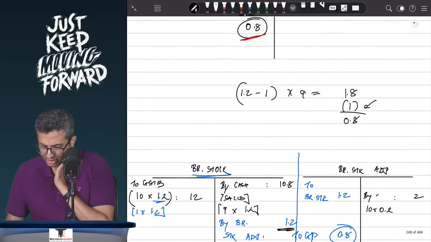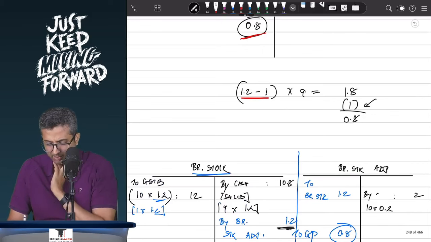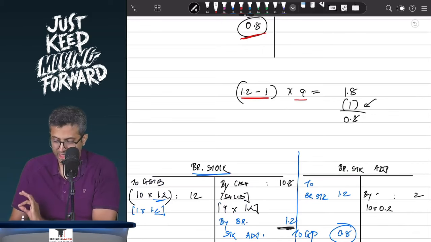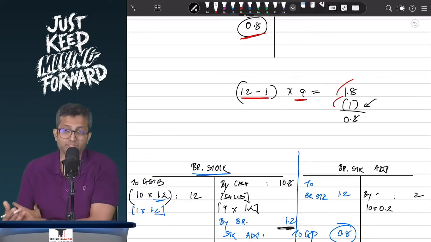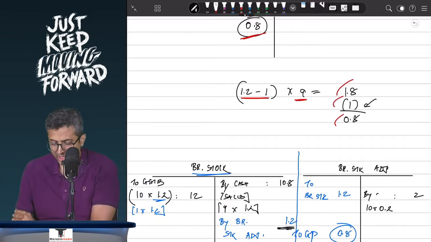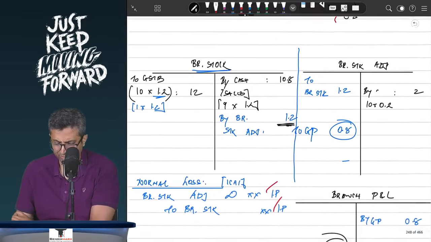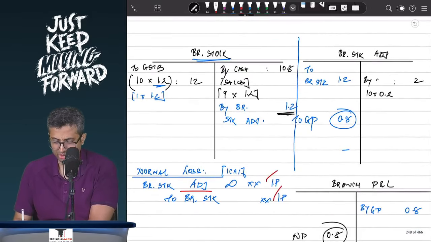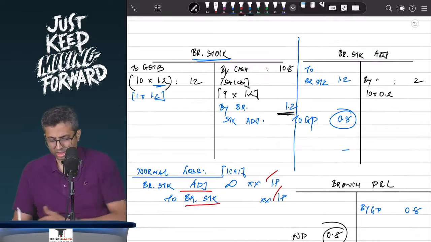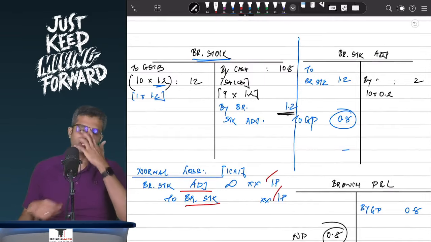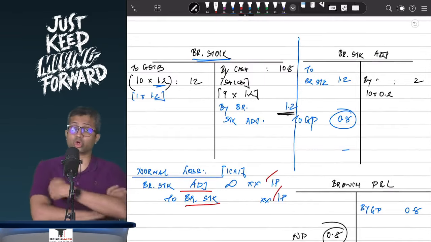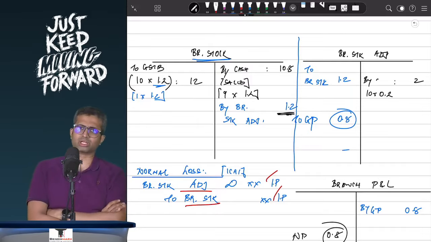So the adjustment over here for normal loss will be, you will credit the branch stock at the invoice price, debit the branch stock adjustment, so you'll reduce the profit. Like if you see over here, 1.2 minus 1, that is 0.2 rupees into 9 units, 1.8 should be the profit. However, 1 is the loss, normal loss, and hence 0.8. So for this 1 rupee, you will pass the entry, branch stock adjustment account debit to branch stock. If transactions are at cost, you will take it at cost. If it is at invoice price, you will take it at invoice price.